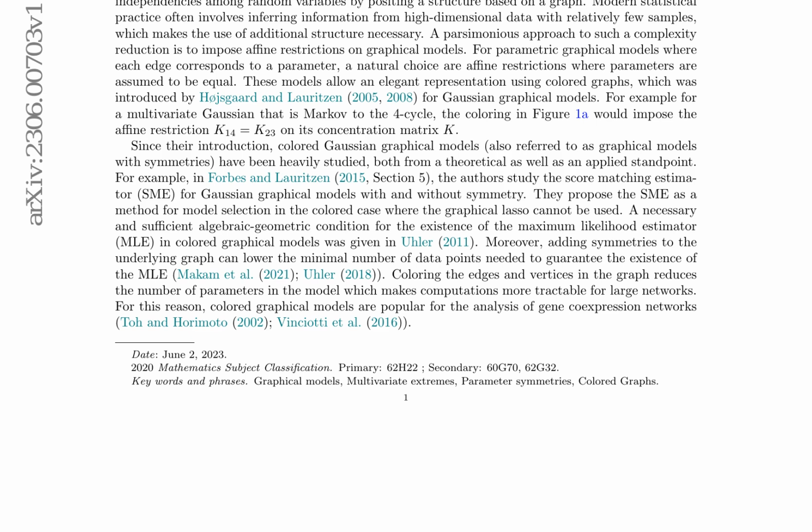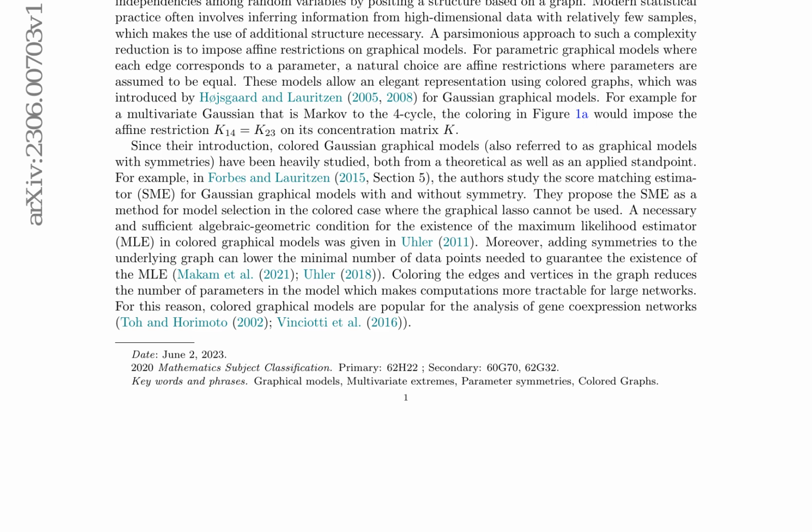In the context of graphical models, the use of affine restrictions is discussed to reduce complexity when dealing with high-dimensional data and relatively few samples. The paper references previous studies on colored Gaussian graphical models, such as the score matching estimator for model selection, algebraic geometric conditions for the existence of the MLE, and the impact of symmetries on the minimal number of data points needed for the MLE.